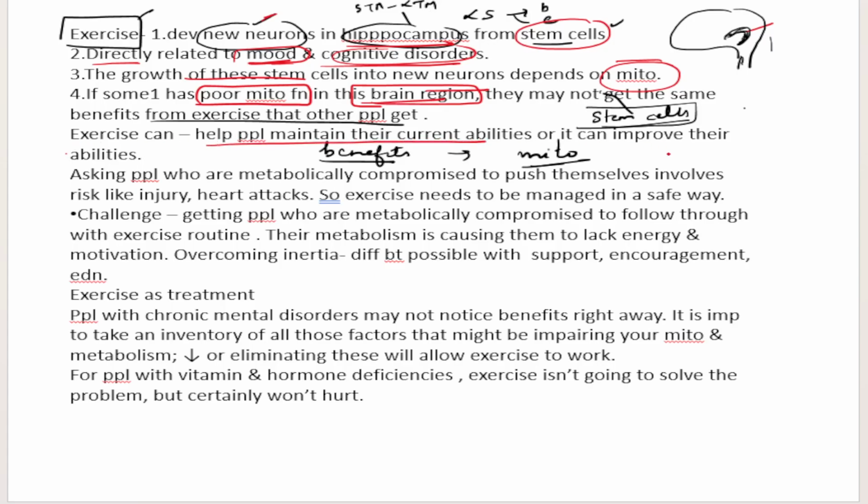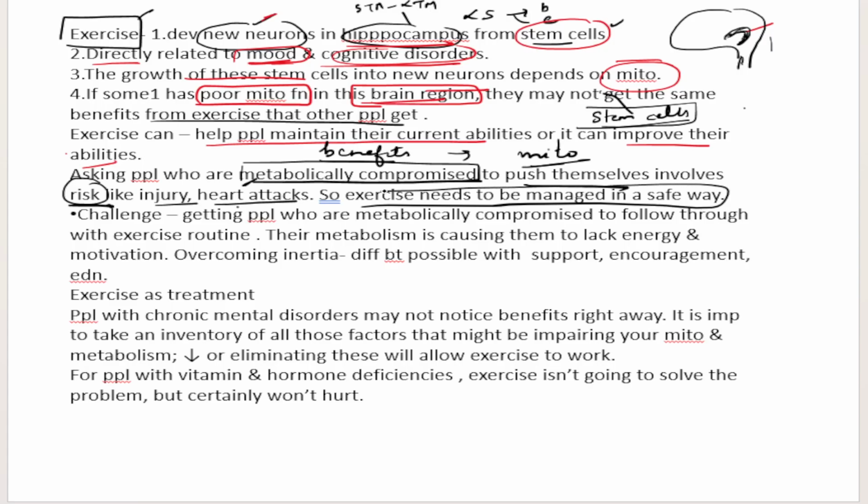help people maintain their current abilities, or it can improve their abilities. But asking people who are already metabolically compromised to push themselves involves risk. Because to derive benefits from exercise, sometimes we need to push ourselves, we need to exercise harder, we need to do a little bit extra. But if you ask somebody who is already metabolically compromised to push harder, it may involve risk, it may cause a heart attack, it may cause injuries. So exercise for metabolically compromised people needs to be managed in a safe way.